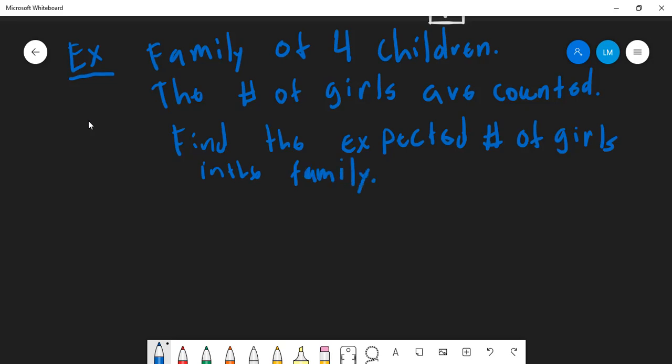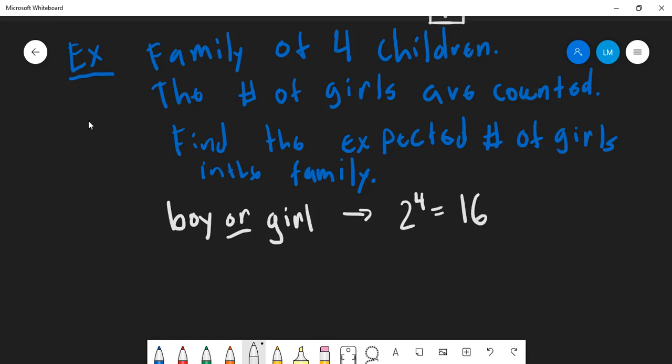To find the expected number of girls in the family, we have to construct the probability distribution table. But let's think about it like this. In an experiment like this, either the child is a boy or the child is a girl, assuming no multiple births. So there's a total of 2 to the 4 possibilities, which means 16 possibilities.